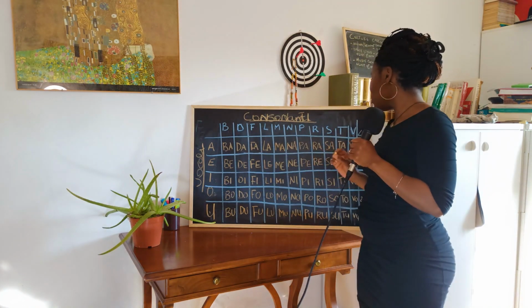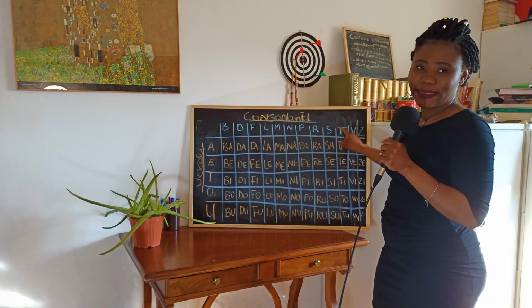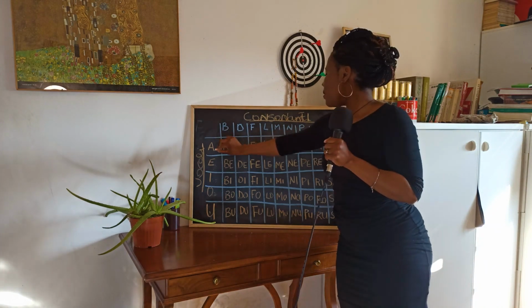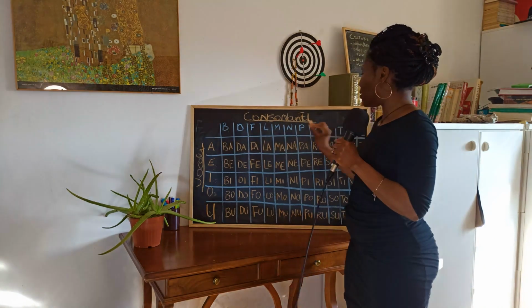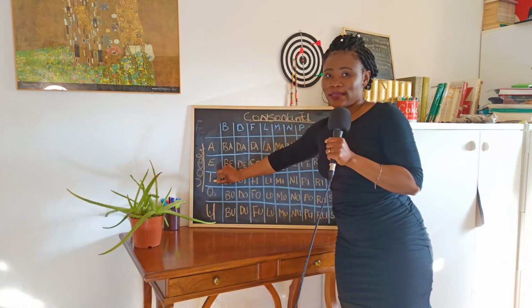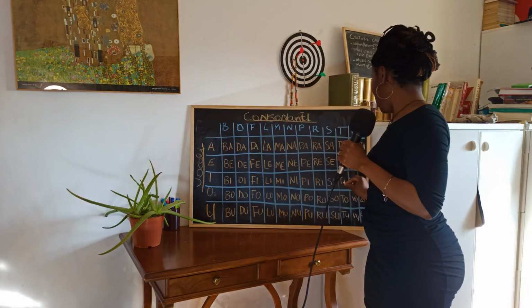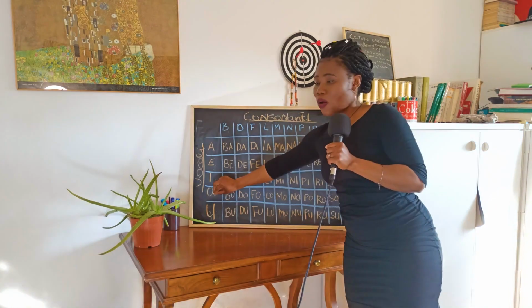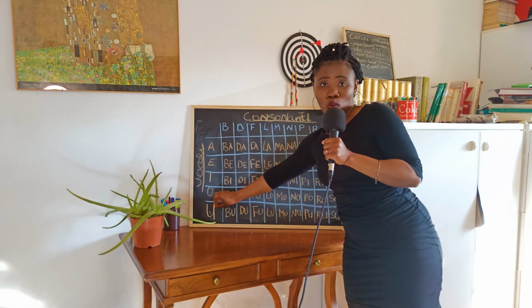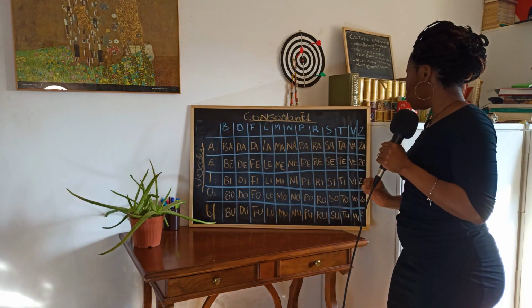Okay? Then the T. If I add A, it will be ta. If I add E, it will be te. If I add I, it will be ti. If I add O, it will be to. If I add U, it will be tu.